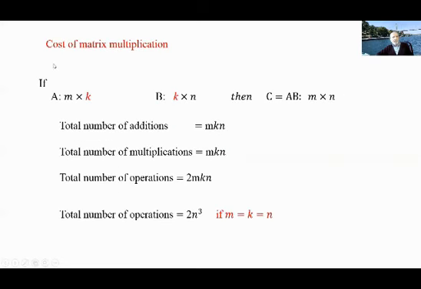So now, what's the cost of matrix multiplication? If A is m by k, B is k by n, AB is m by n. So the total number of additions is mkn, number of multiplications is mkn, total number of operations 2mkn. Total number of operations is 2n cubed when m is equal to k is equal to n, and we say that matrix multiplication is of order n cubed.